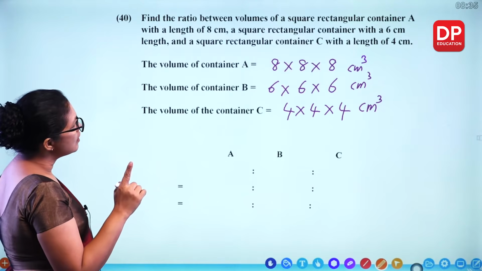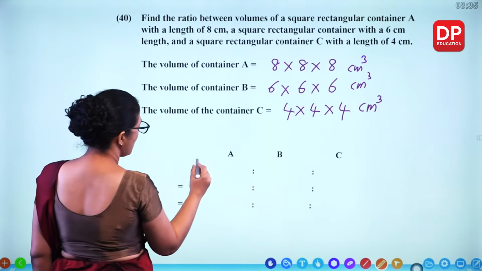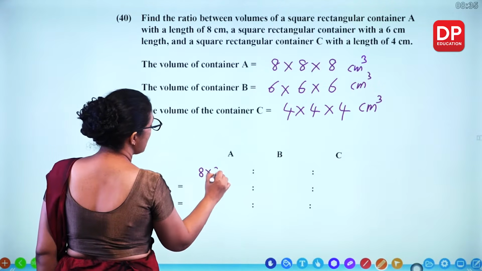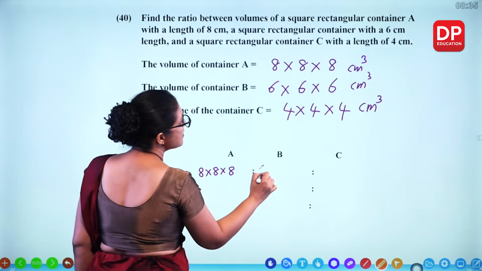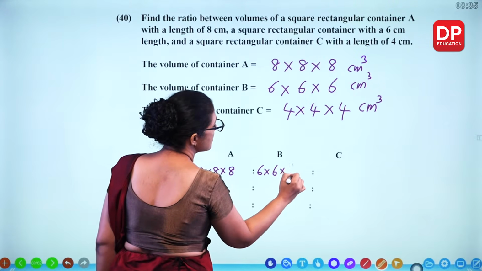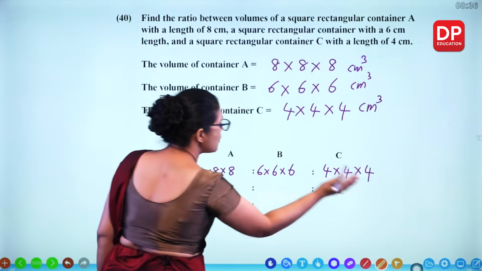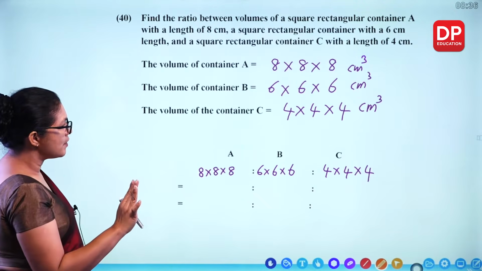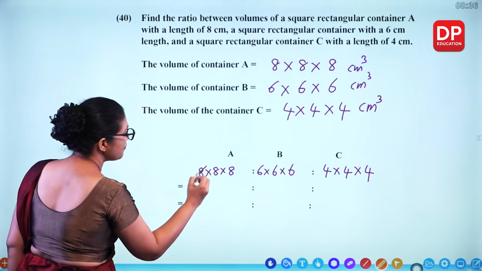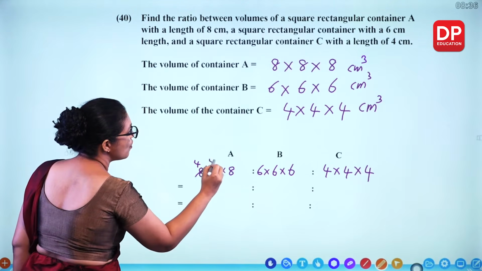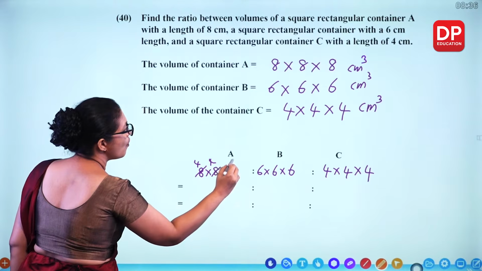And you are asked to find out the ratio between. So without simplifying, I can write this one as 8 times 8 times 8. Here 6 times 6 times 6. And 4 times 4 times 4. Now simplify. I want to divide everything by 2. 2 times 4, 4, 4.